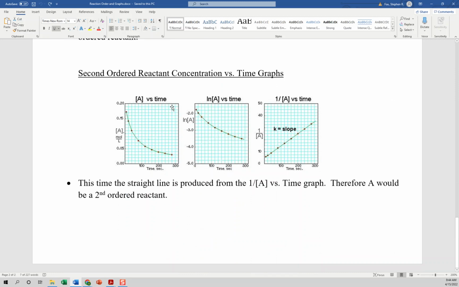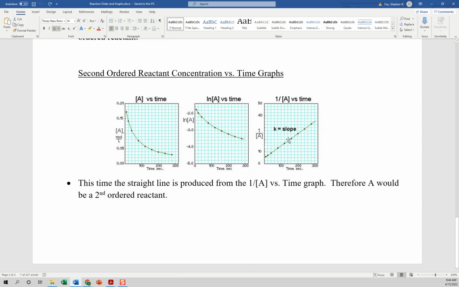And then the last one is 1 over the concentration versus time. Notice here we had a second order reactant. Concentration versus time did not give us a straight line. Natural log of concentration versus time did not give us a straight line, but 1 over concentration versus time did. Now notice this time, when it's the 1 over, you get a positive sloping graph. So the slope of that line is the rate constant. You don't have to flip the sign.